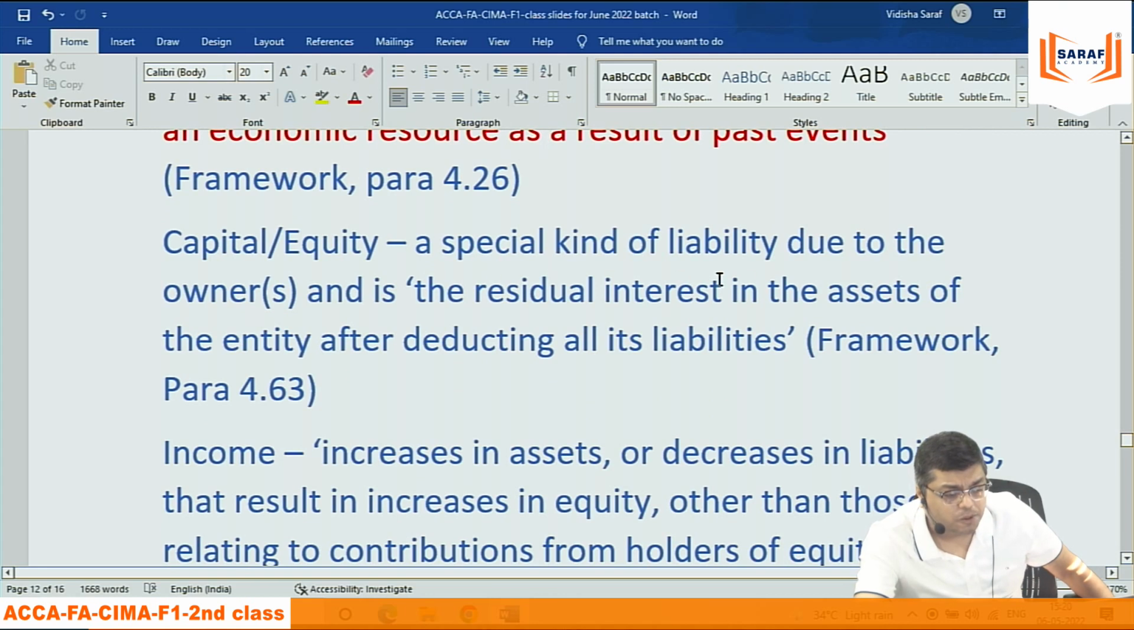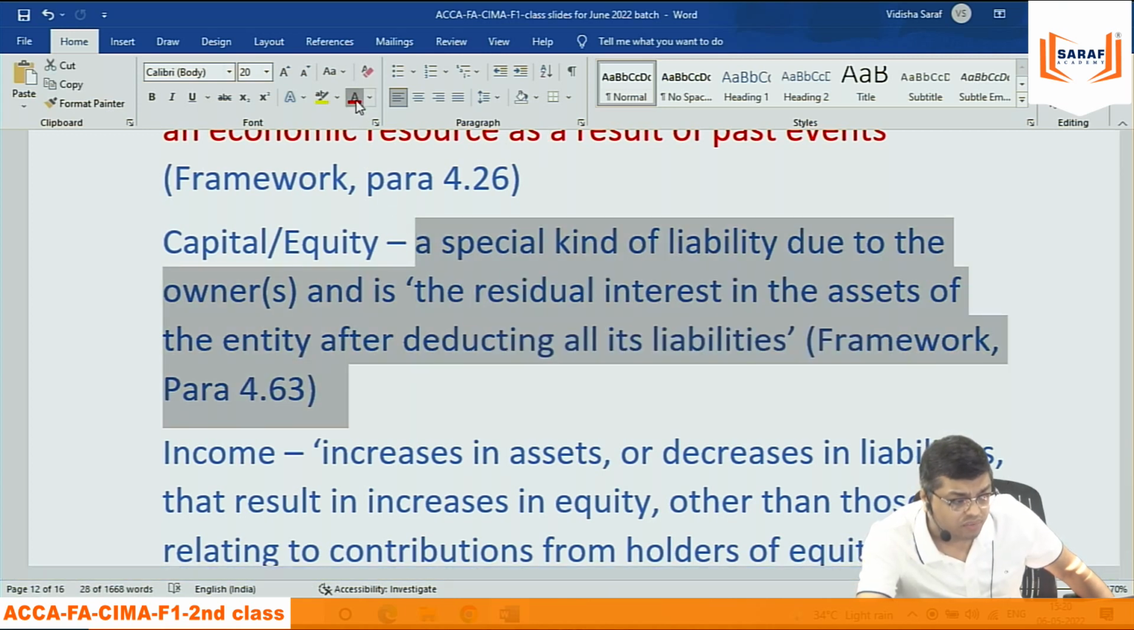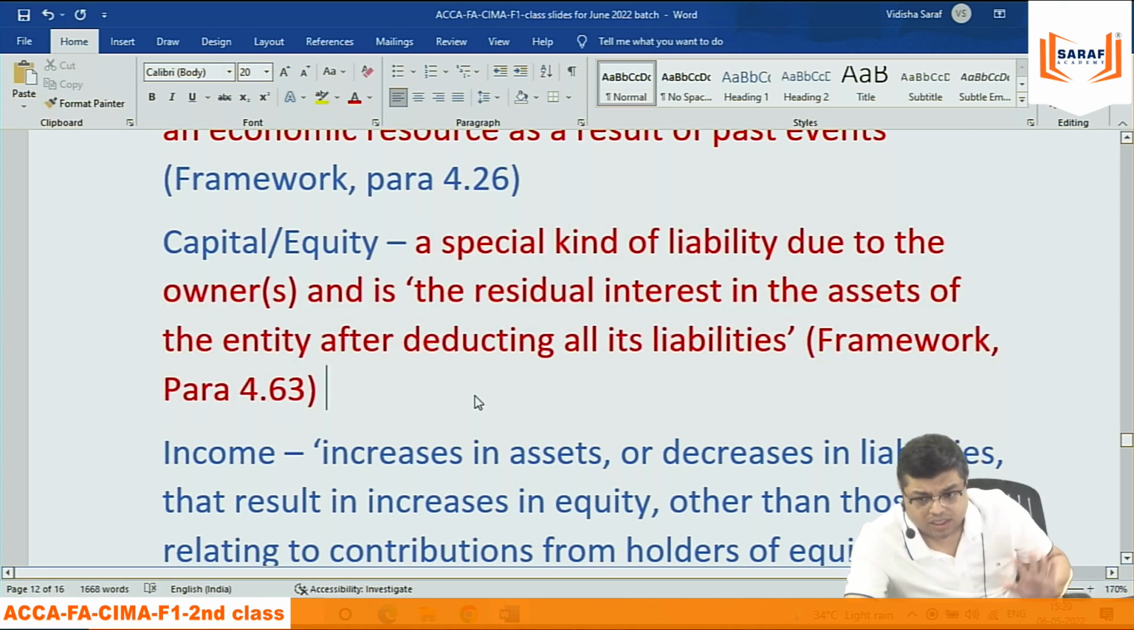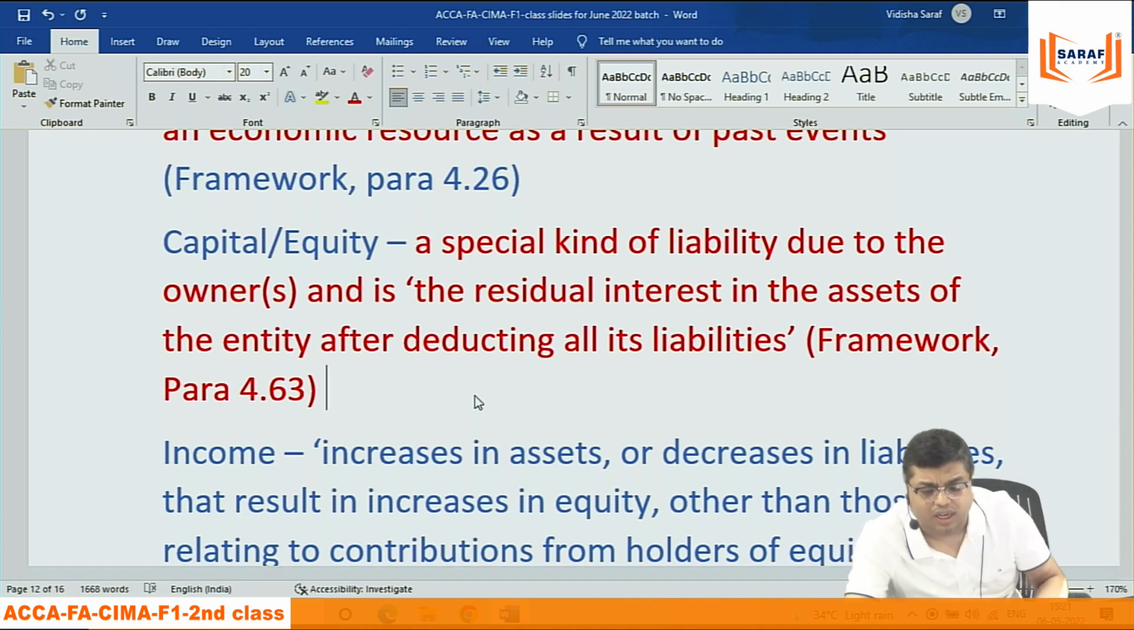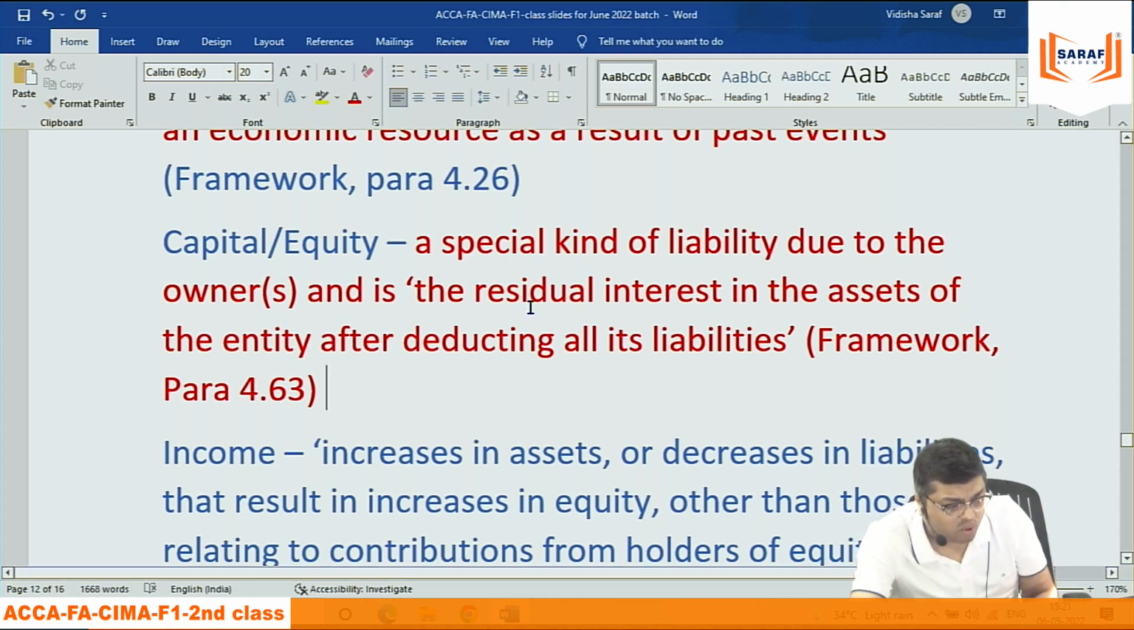Capital, a special kind of liability due to the owners, is the residual interest in the assets of the entity after deducting its liabilities. Please focus on the definition. Suppose in Saraf Academy, land, building, computer, laptop, camera, furniture, fixture, suppose all are 5 crore. But the liabilities which I need to pay to the supplier, bankers, creditors or anybody, say 3 crore. So 5 crore minus 3 crore, 2 crore is equity, which is actually what?